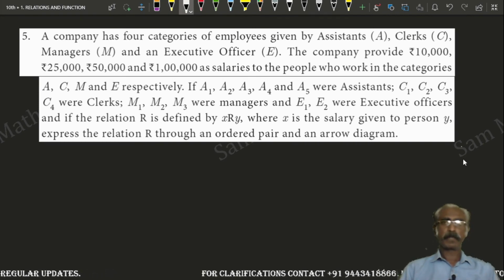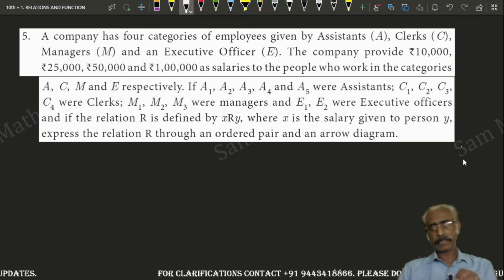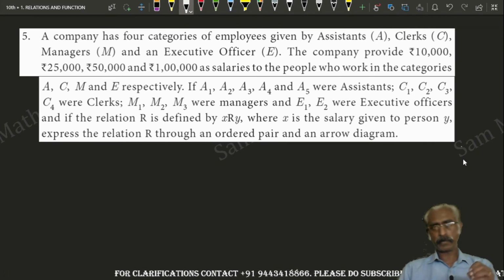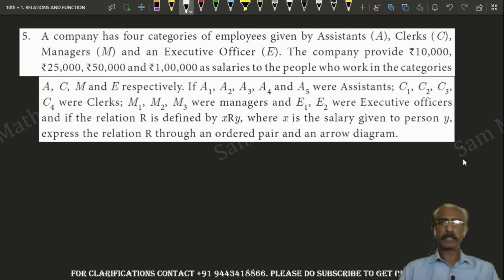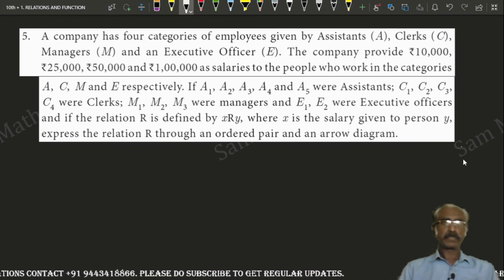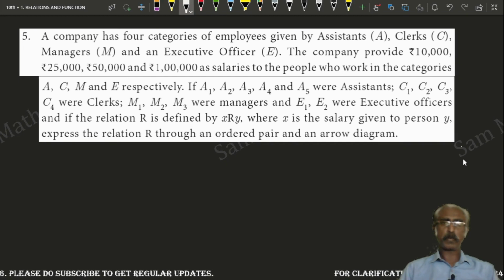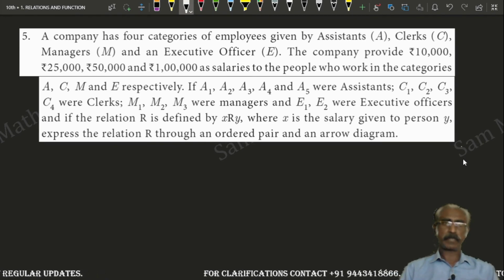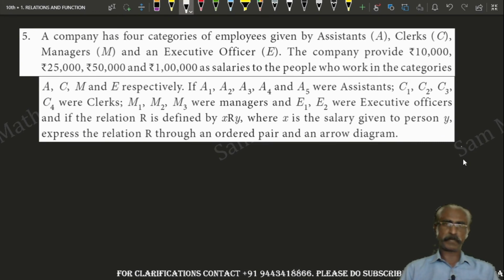Fifth question: a company has 4 categories of employees given by assistants denoted by A, clerks C, managers M, executives E. Just go through the content and keep it in your mind. Only after that we are going to start the work. The company provides 10,000, 25,000, 50,000, 1 lakh as salaries to the people who work in the categories A, C, M, E.